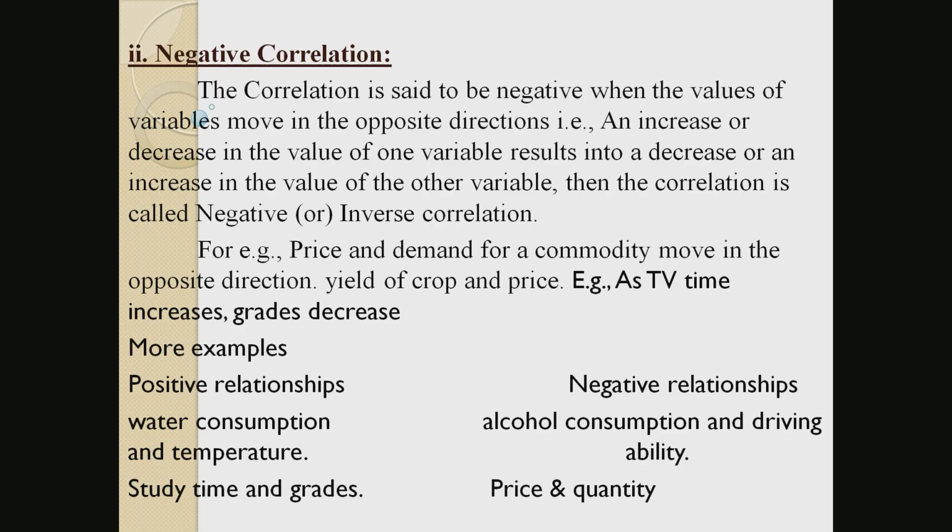For example, if a person consumes more alcohol, the driving ability will decrease. I'll give another example. If the time a student spends watching TV increases, the marks obtained by the student will decrease. So in both cases, the variables move in the opposite direction. Then we call it a negative correlation.